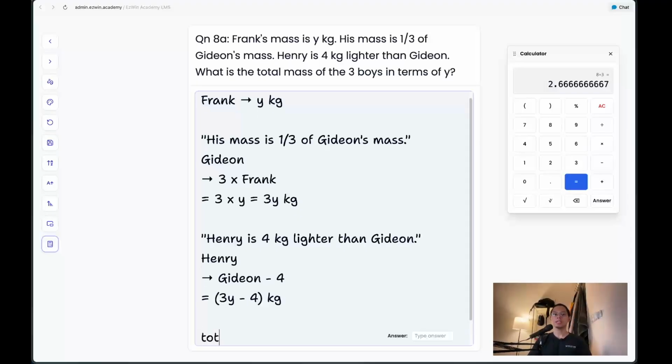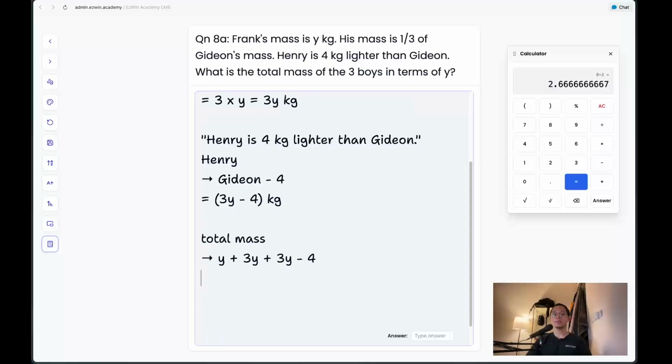So the total mass would then be equal to y plus 3y plus 3y minus 4. And that will equal 7y minus 4 kg. So when it's an expression, you need to put a bracket. So that's the answer, 7y minus 4 kg.